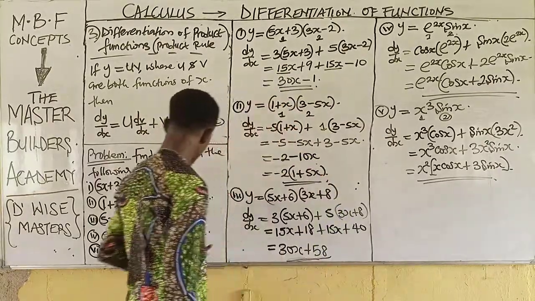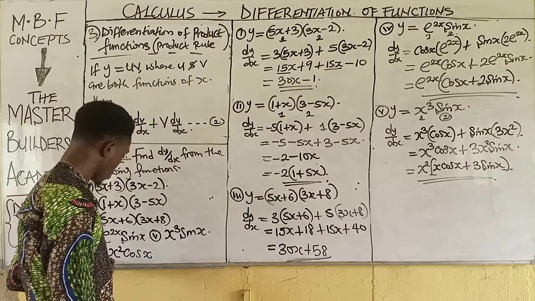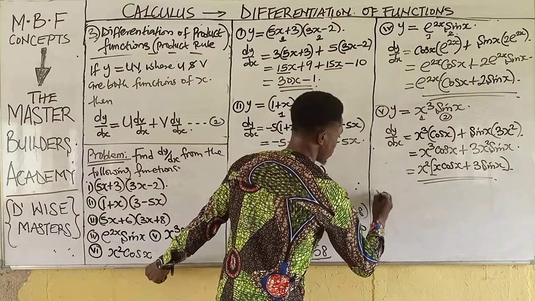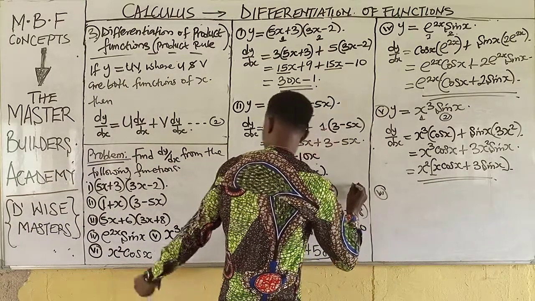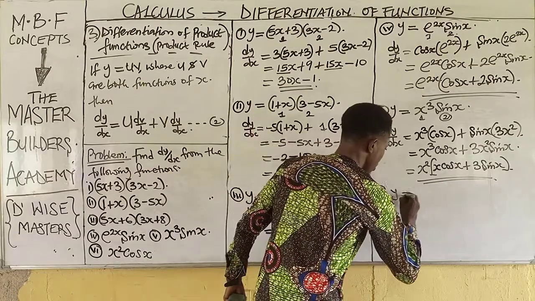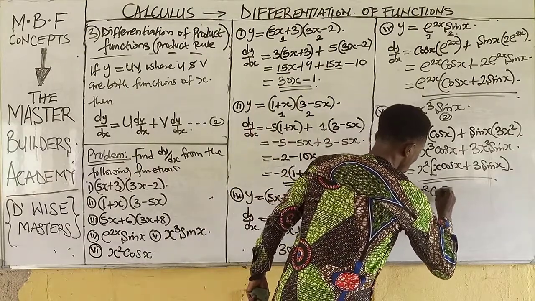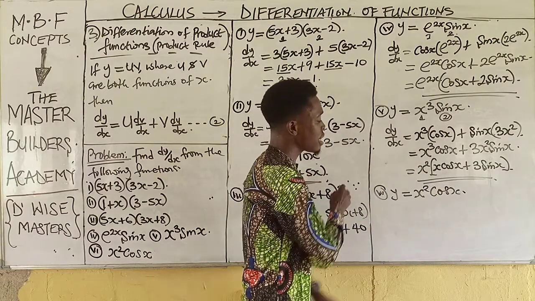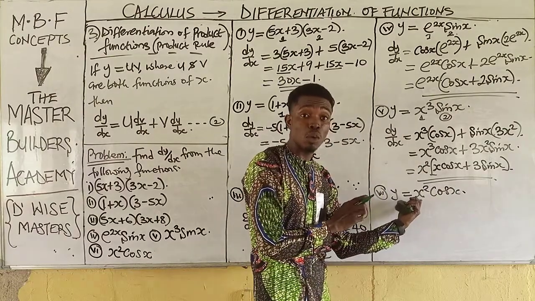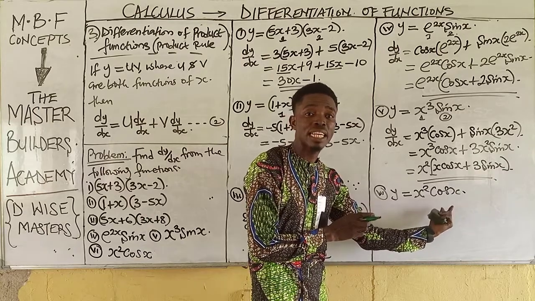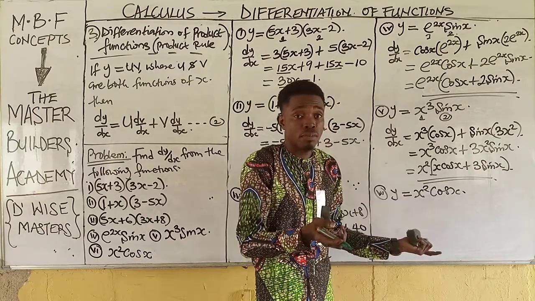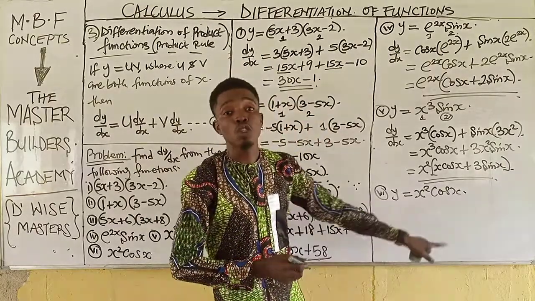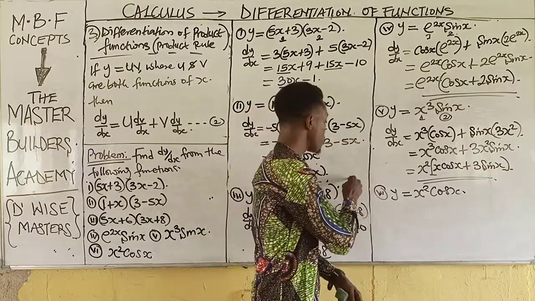Now, question number 6, which we have as the last question here, we are asked to solve y is equal to x squared cos x. Now, equally we have this as a function, a polynomial function multiplying a trig function. And that's to say, we are going to approach this question with product rule.